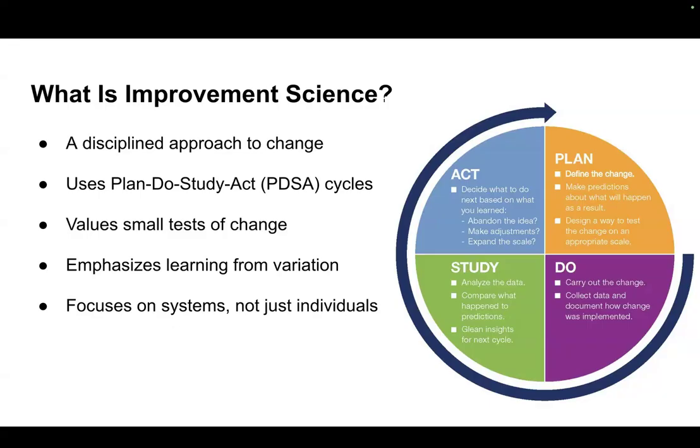But look into it, read about it. Plan: you're going to define the change. Do: you're going to carry out some type of change, usually pretty small. Study: you're going to analyze the data from that change, and then you're going to decide what you're going to do next. And then you go again. It's iterative. Then you do it again. So it's this cyclical process.